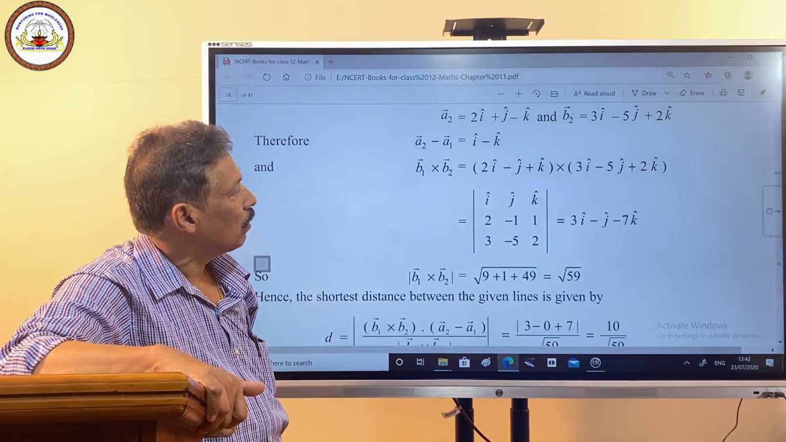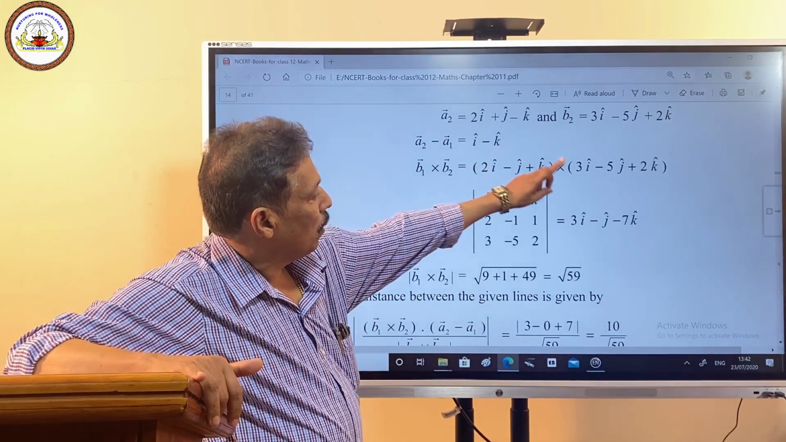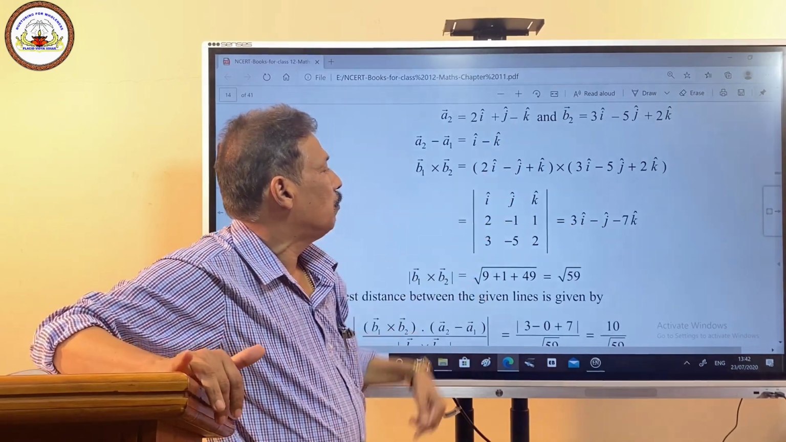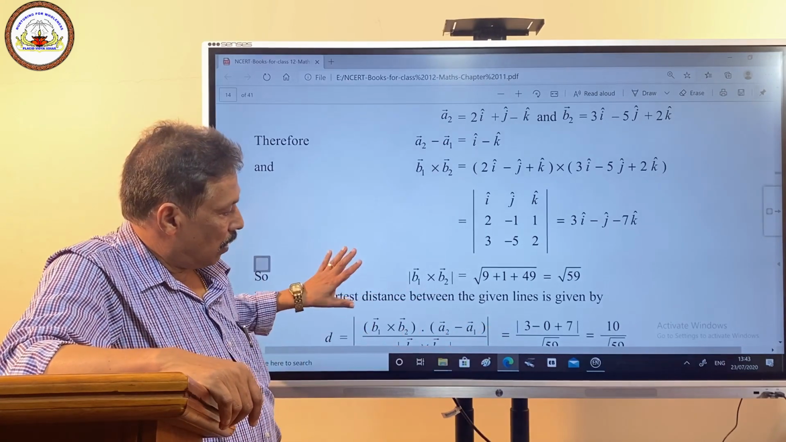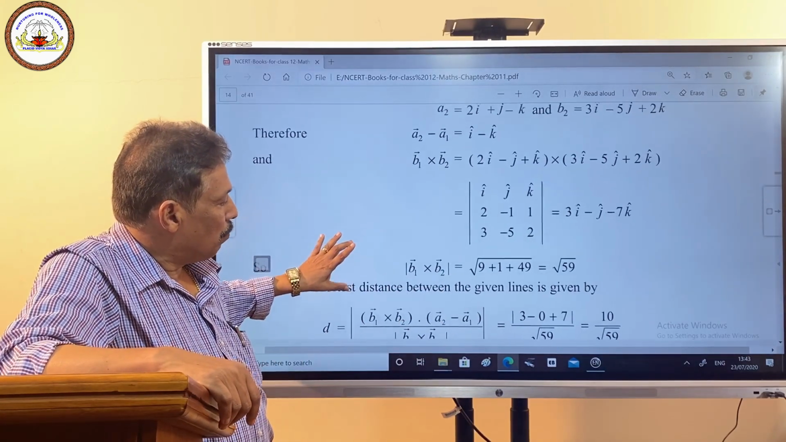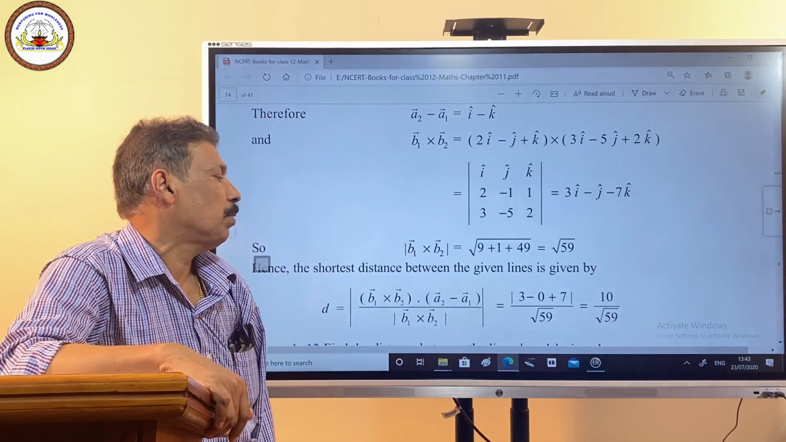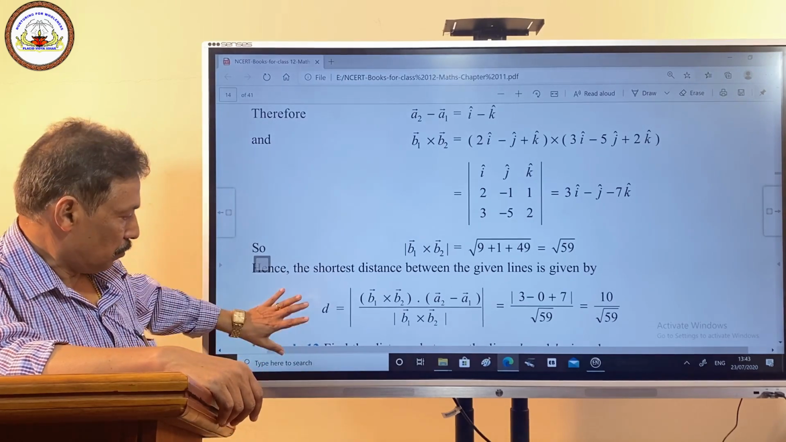So b1 cross b2 dot a2 minus a1 is 3 into 1 plus minus 1 into 0 plus minus 7 into minus 1. That will be simplified as 10. And also the modulus of b1 cross b2 is root 59. Therefore 10 by root 59 is the shortest distance between the given lines.